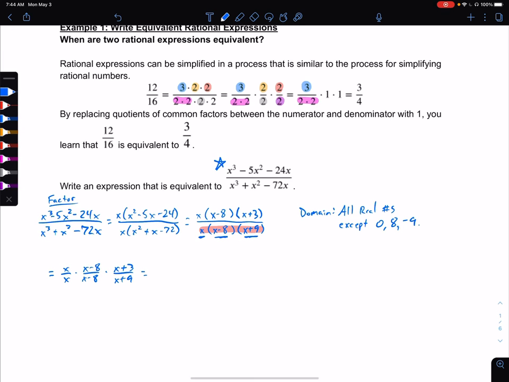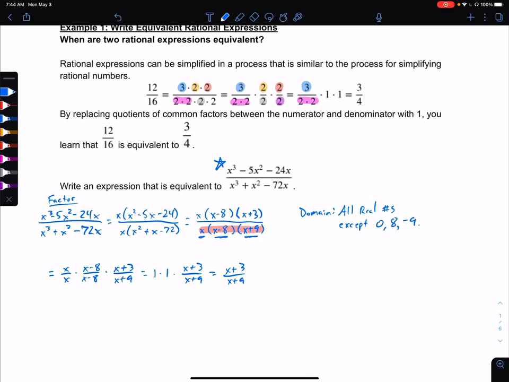All I did is split this up into those three groups. So I can rewrite this again. x over x is just 1. x minus 8 over x minus 8 is again 1. And x plus 3 and x plus 9, I can't do anything with. I can't reduce that. Make sure you don't cancel or reduce out those x's. If I multiply these three terms, 1 times 1 is 1 times x plus 3 over x plus 9, which is the same expression.